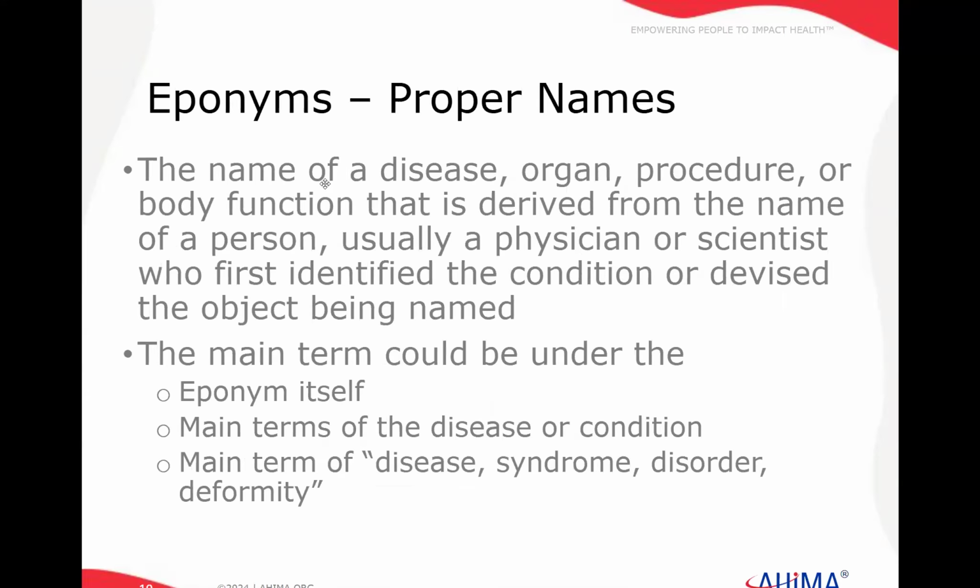Eponyms, these are proper names. So these are the name of a disease that's derived by a physician or scientist who first identified the condition or devised the object that's being named after. Some examples of this would be Crohn's disease, Wilkes syndrome, right? In other words, these are diseases, syndromes, disorders that are named for somebody. Eisenmenger syndrome, which is a congenital cardiological condition, right? Named for Eisenmenger.